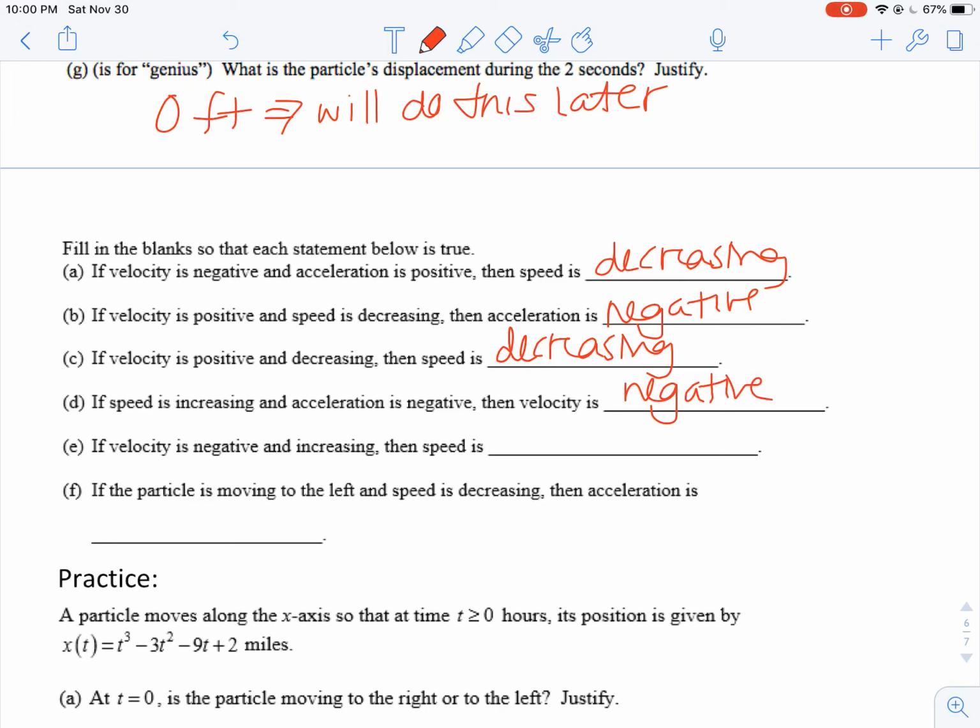Again, hopefully you've paused and tried to fill these in on your own and then checked your answers. Probably should have said that before I started writing these in. And particle moving to the left, speed decreasing, the acceleration is positive.